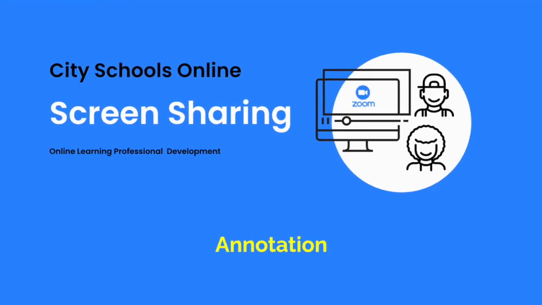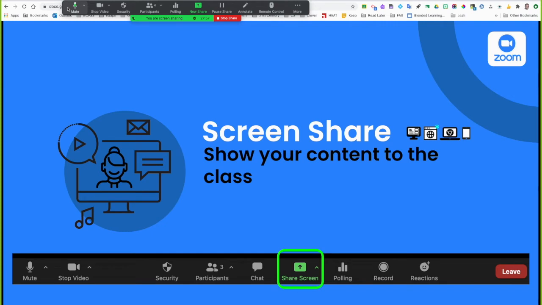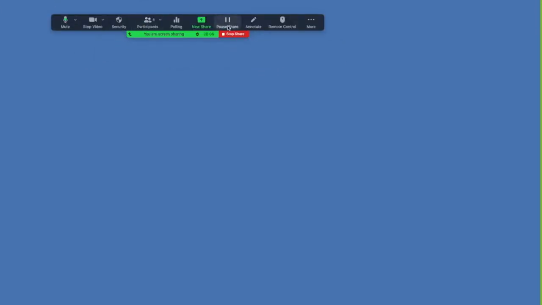In this tutorial, we are going to cover the annotation tool during a screen share. So first I'll minimize this screen so we can just focus on the toolbar itself. When you're engaging in a screen share, you have the ability to annotate or add annotations to your screen. This is a feature available to the desktop user.